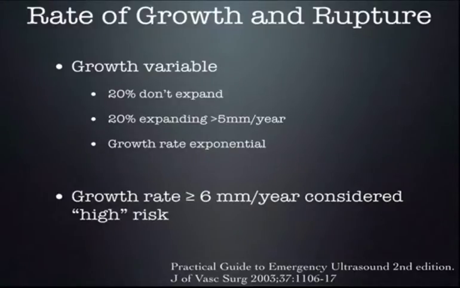Also, the growth rate is not a constant. It actually is exponential. In other words, the larger the AAA gets, the quicker it grows. A growth rate that is high risk for rupture is greater than 6 millimeters per year. So if you're scanning a patient, discover a AAA, and they say that they have a history of AAA, it may be worthwhile to compare your measurements to their last CT or their last ultrasound measurement. If they're growing at a rate greater than 6 millimeters per year, you may want to give them some urgency to get back in touch with their vascular surgeon.